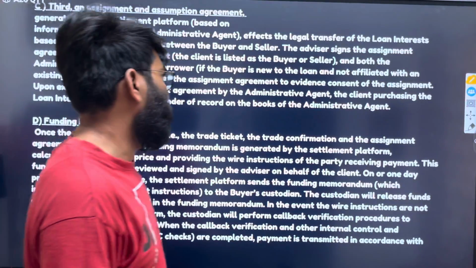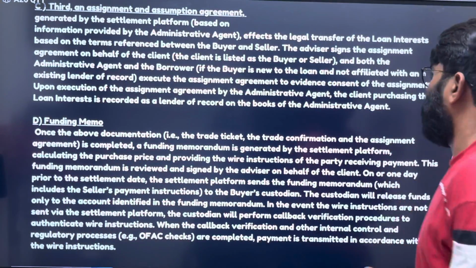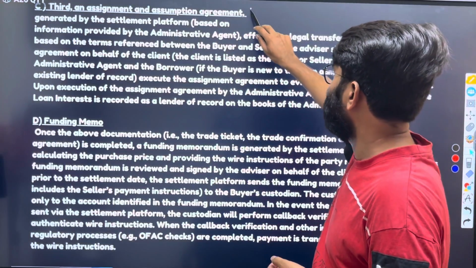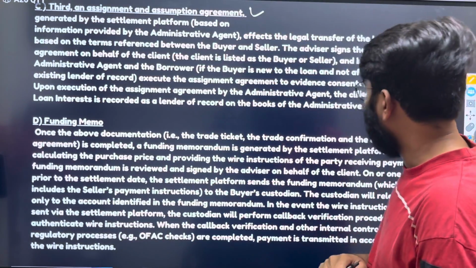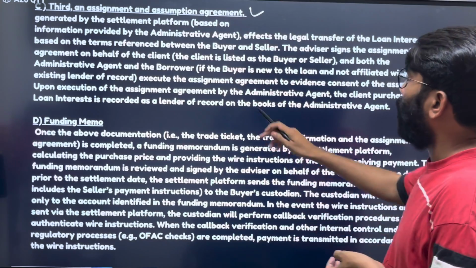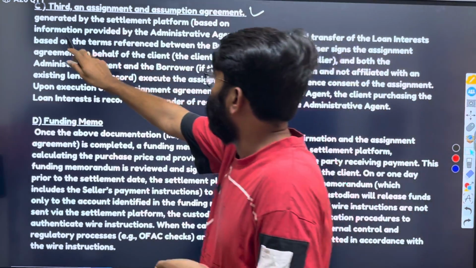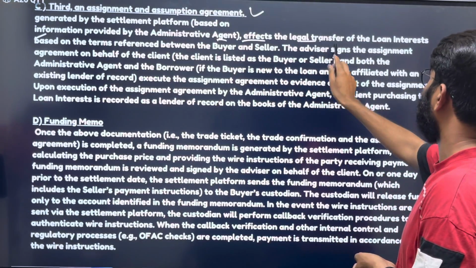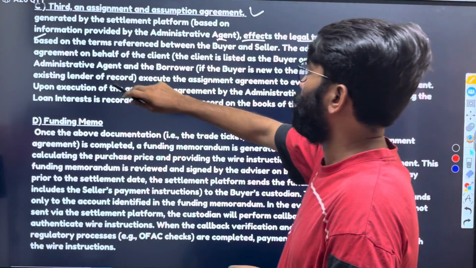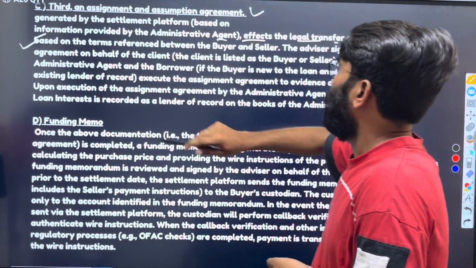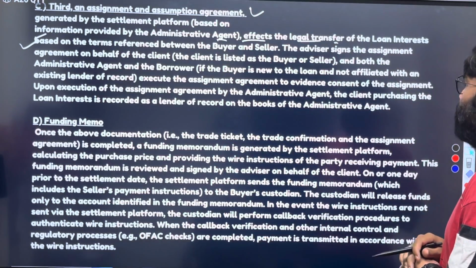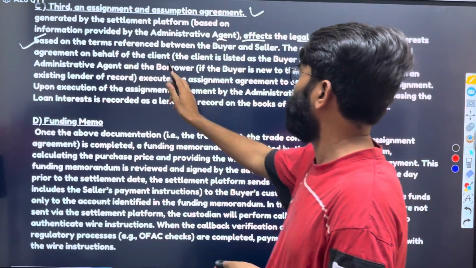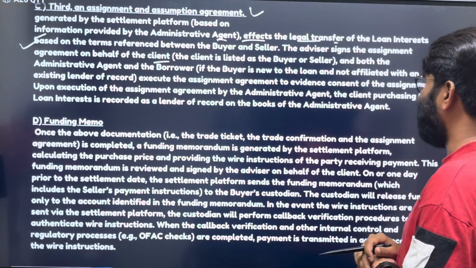Then the third document is a very, very important one, which defines the terms and conditions: the assignment and assumption agreement. Here they define the information provided by the administrative agent to effect the legal transfer of the loan interest based on the terms agreed between the buyer and seller. The advisor signs the assignment agreement on behalf of the client. The client is listed as the buyer and seller.